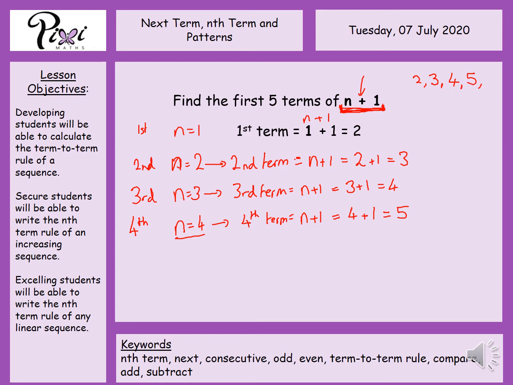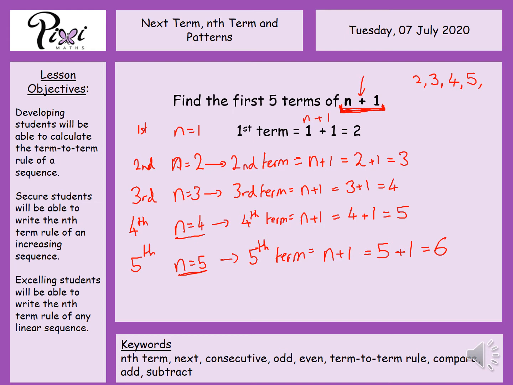So we've got 2, 3, 4, 5. So the fifth term, so that is n equals 5. So again, we write out fifth term equals, and then we're doing n plus 1. And then because it's the fifth term, we're substituting n equals 5. So wherever there's an n, we swap it for a 5. So 5 plus 1 equals 6.